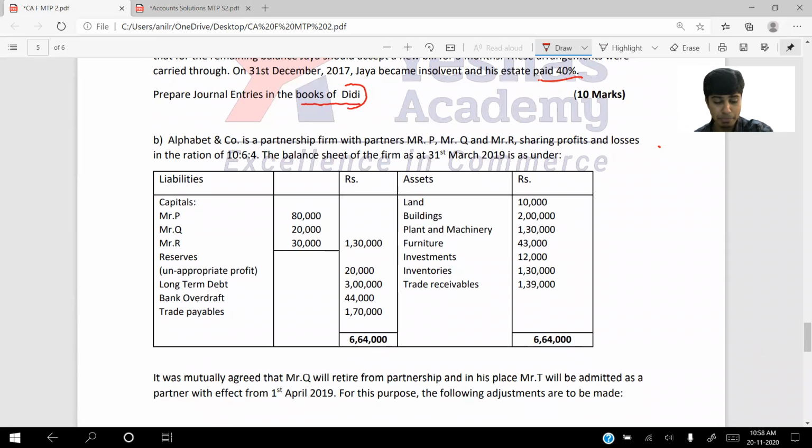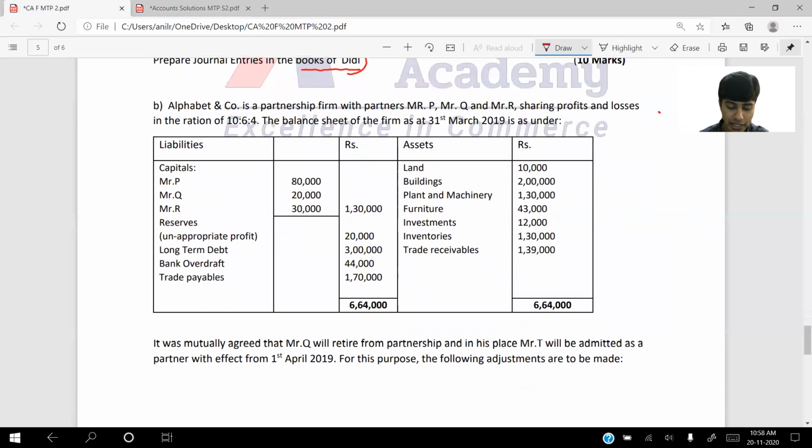Alphabet and Company is a partnership firm with partners Mr. P, Mr. Q, and Mr. R. Profit and loss is in the ratio 10:6:4. The balance sheet is also given. Mutually agreed that Q will retire. Who is going to retire? Q is going to retire.